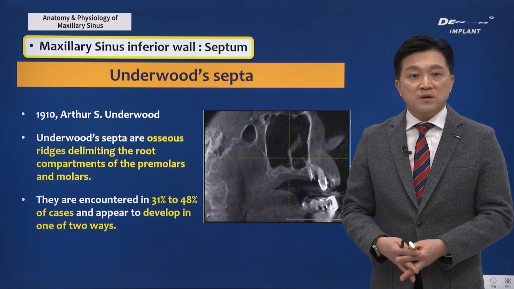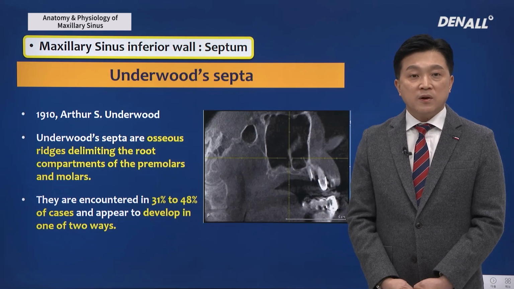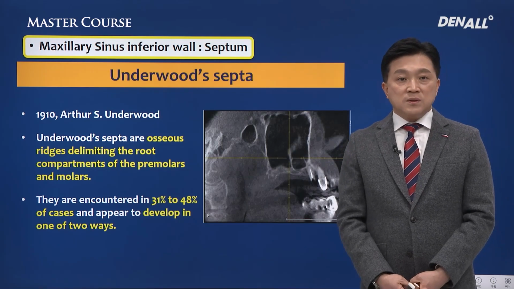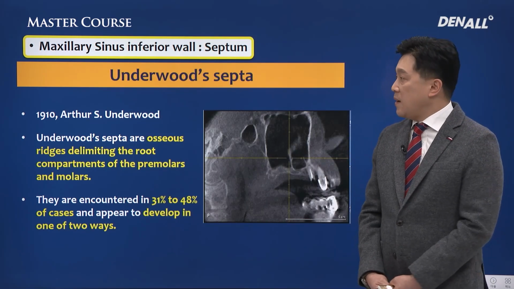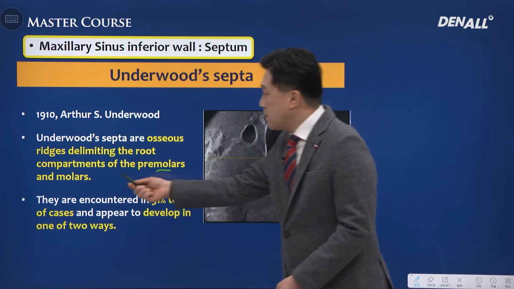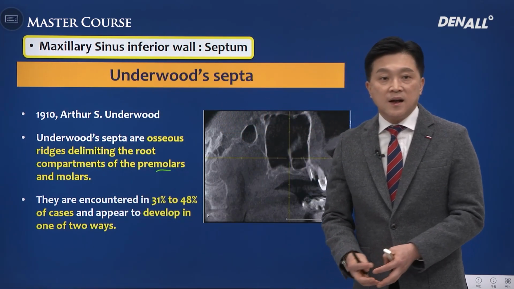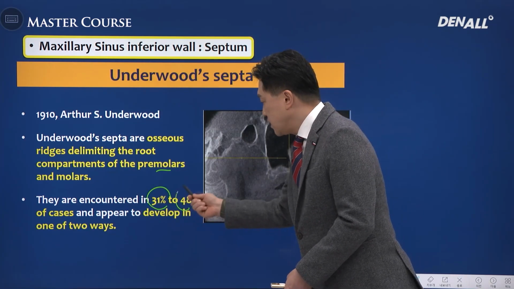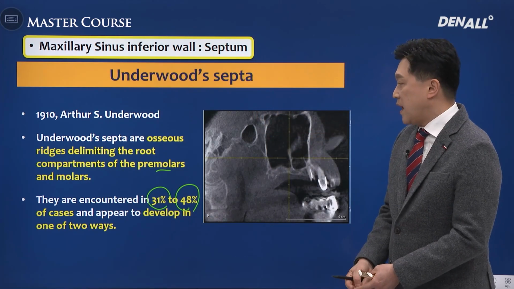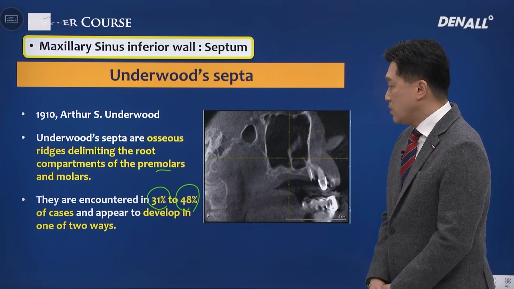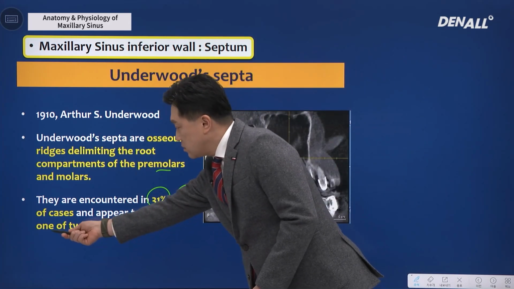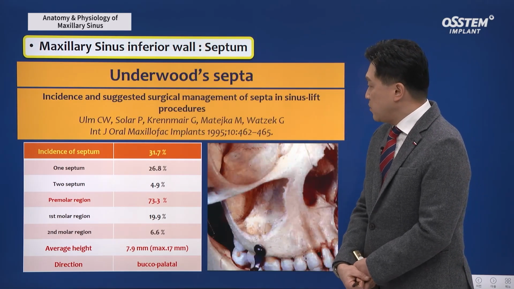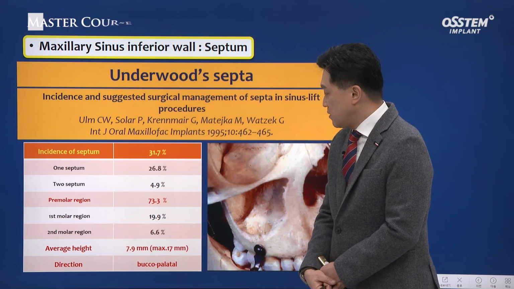Let's look at Underwood septa. It was first reported by Arthur Underwood. Underwood septa are osseous ridges delimiting the root compartments of the premolars and molars. They're encountered in 31% to 48% of cases. They appear to develop in 1 or 2 ways. The incidence rate is known to be between 31% and 48%.